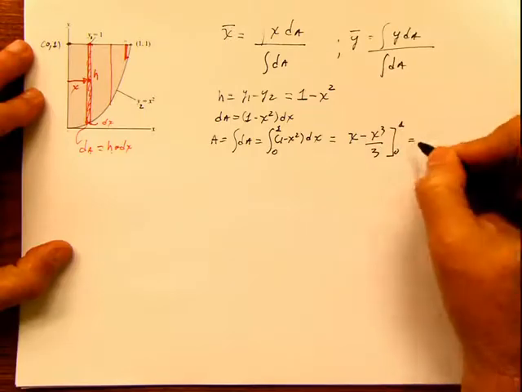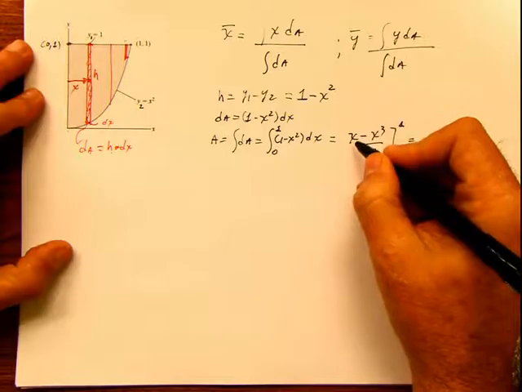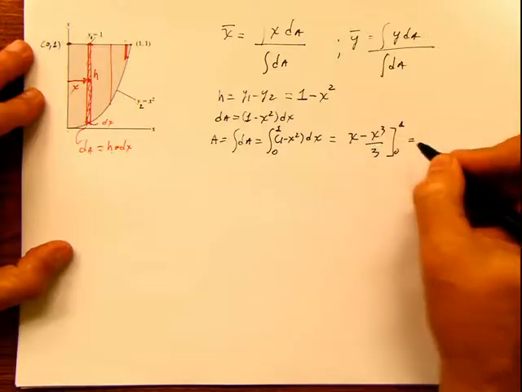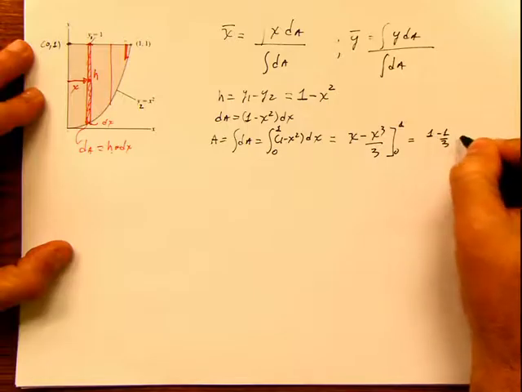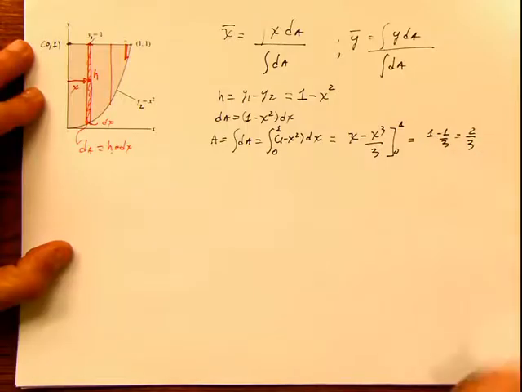When you put in 1, it's basically 1 minus 1/3, because at 0 it's 0 minus 0, which is 0. So it's 1 minus 1/3, which is equal to 2/3. That's my first value, my integral of dA.